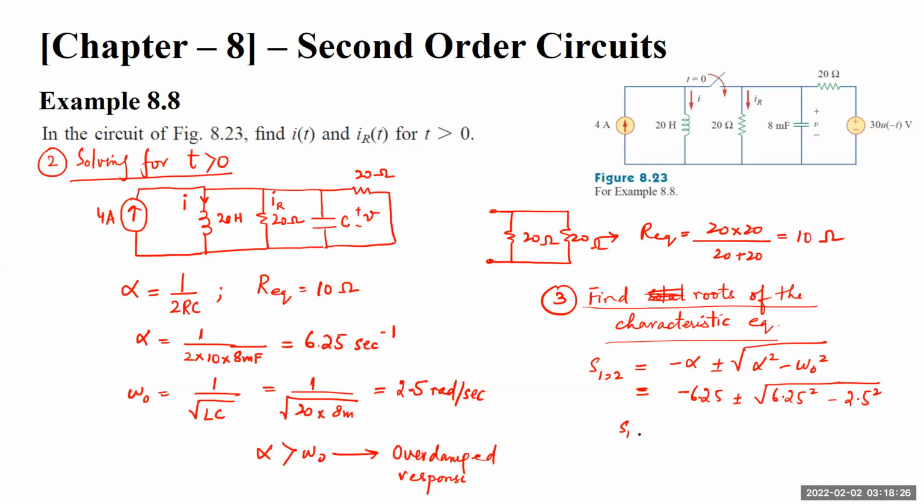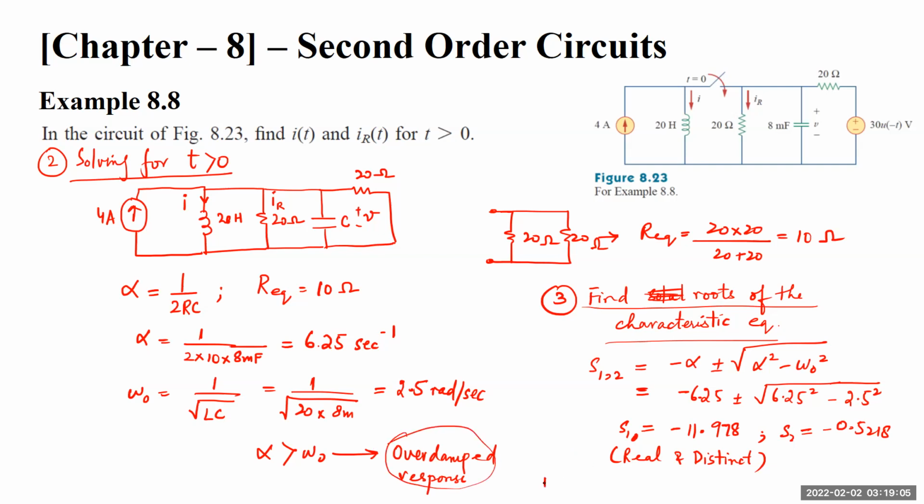The value of S1 is minus 11.978. And for S2 we get minus 0.5218. So these are the two values for S1 and S2, and we can say from here that these two values are real and distinct. So when we have real and distinct roots of the characteristic equation, our response is an overdamped response.